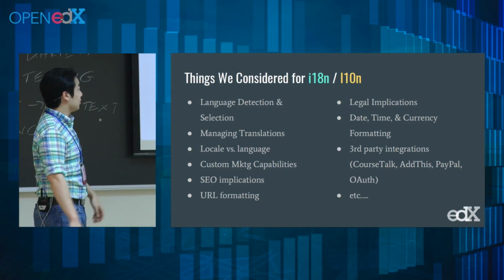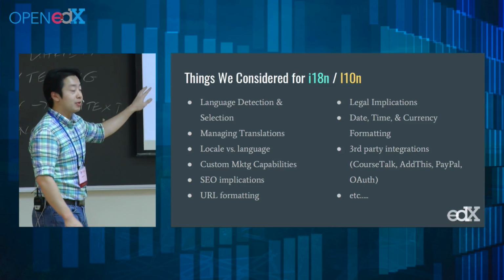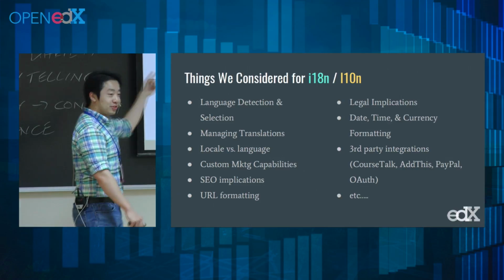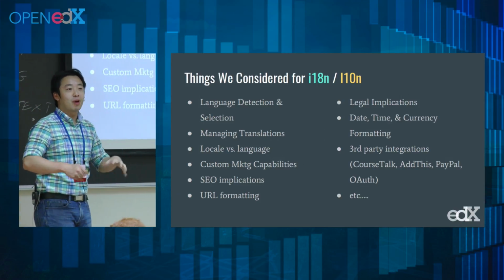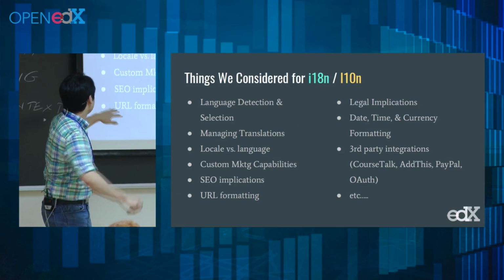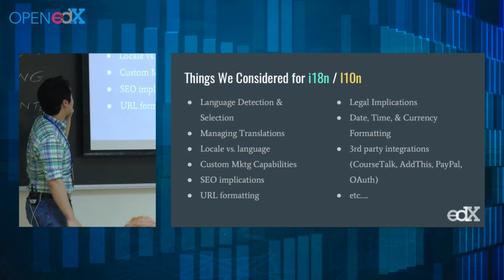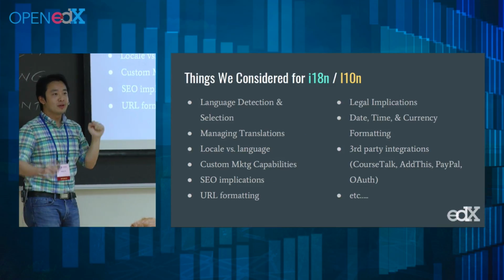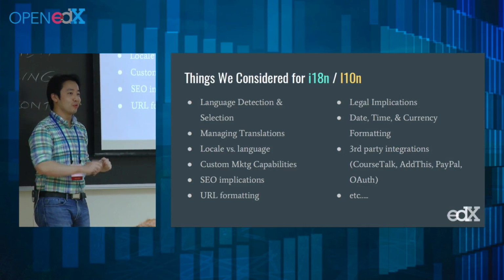Bill's going to cover the more tactical level stuff, such as date, time, and currency formatting. An interesting one is legal implications. In Europe, there are privacy laws that are very different than those in America. And we touched on custom marketing capabilities, and the last thing I really want to point out is SEO implications. That's very important to get right the first time because you don't want to ruin your SEO score.